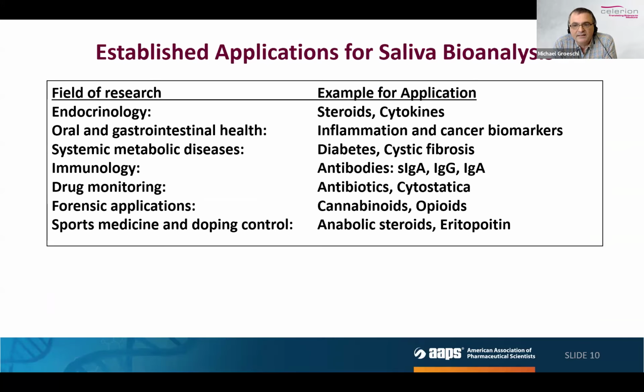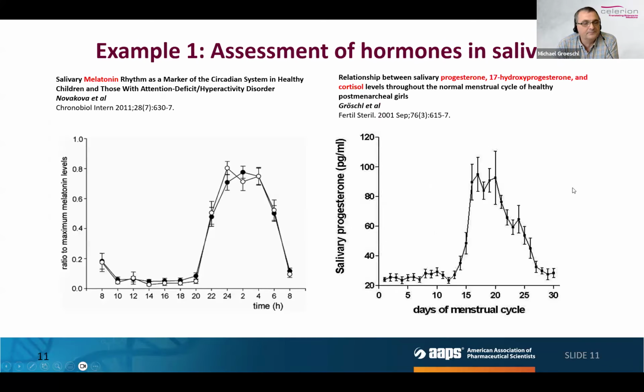Saliva analysis is most widely used in endocrinology and related fields such as behavioral research. However, the detection of salivary biomarkers for oral and gastrointestinal health, as well as for systemic and chronic diseases, is also increasingly developed. While the use of saliva as a sample matrix in pharmacokinetic and pharmacodynamic studies is still in its infancy, its application in forensics and sports medicine is already well advanced. Now for the specific examples.